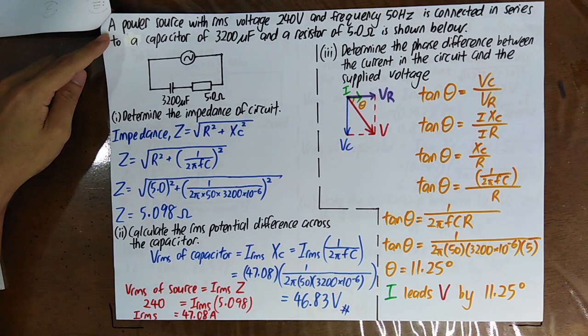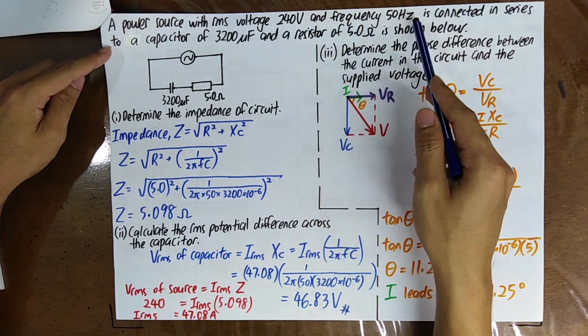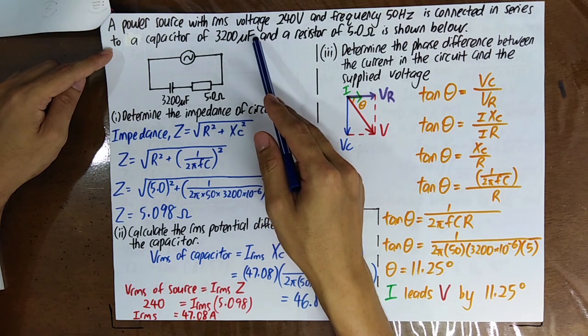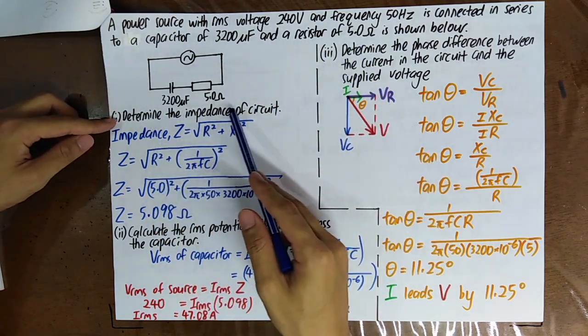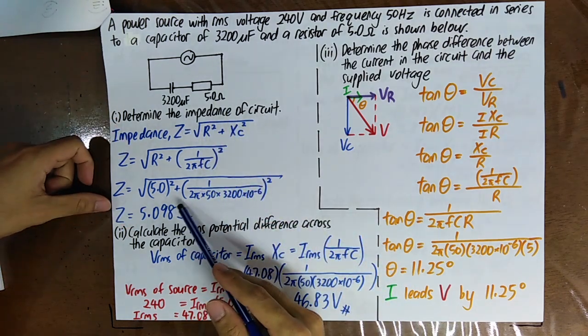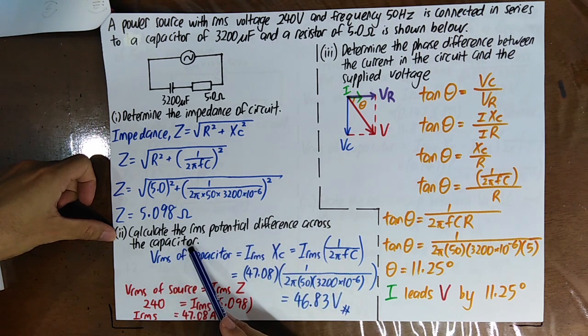A power source with root mean square voltage 240 volt and frequency 50 Hz is connected in series to a capacitor of 3200 microfarad and a resistor of 5 ohm. Please determine the impedance of the RC series circuit. Okay, then calculate the root mean square potential difference across the capacitor.